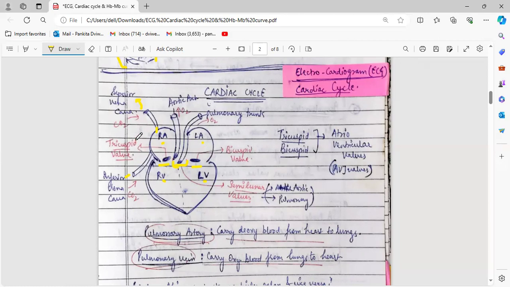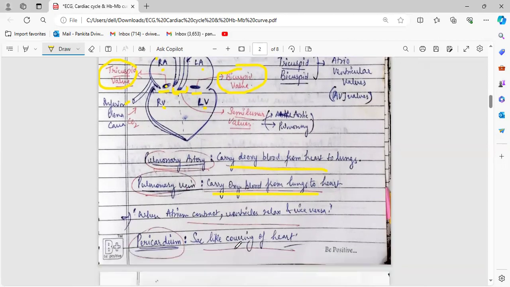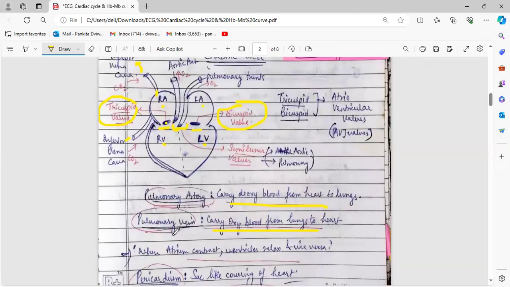The tricuspid valve and the bicuspid valve are called the AV valves or the atrioventricular valves. These both valves. Pulmonary artery carries deoxygenated blood from heart to lungs, and the pulmonary vein carries oxygenated blood from lungs to heart. So we all know the basic working of the heart. When the atrium contracts, ventricles are relaxed, and vice versa. There's a pericardium over the entire heart, which is basically a sac-like covering of the heart. We call it the pericardium.